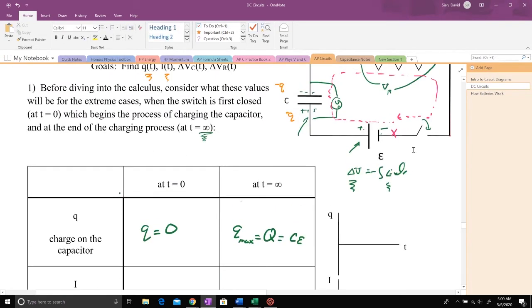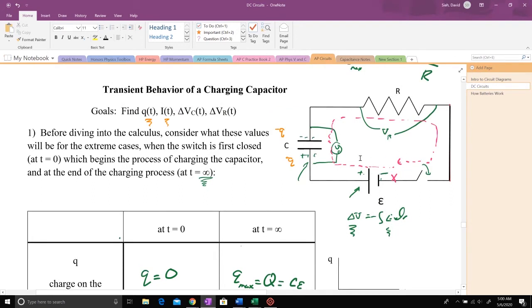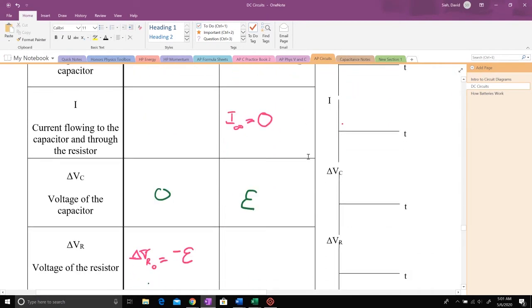So what about the start, the first instant? Well, the first instant, we go around, we go up EMF. There's no delta V over the capacitor plates yet. There's no charges on them. We're going to go down EMF going through here. So it's just going to be opposite. So the delta V is opposite the voltage.